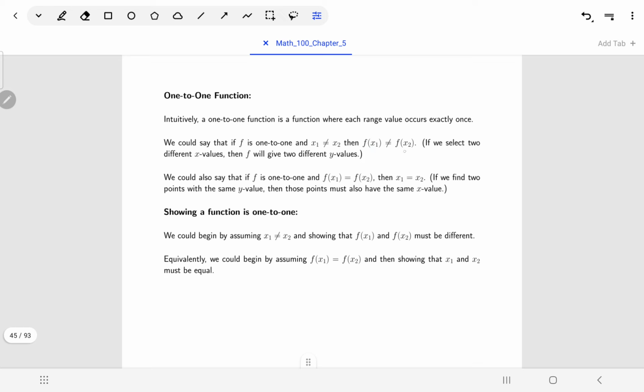Or you could say the reverse would be if the y values you picked were the same, then you would have to be thinking of the same x values to take you there. That's another equivalent way of showing that something is one-to-one. So that means we've got really two approaches. We could start by supposing we've got two different x values and then hopefully conclude that we get two different y values, or we could start by supposing we've got two identical y values and showing that that must lead us from two identical x values.